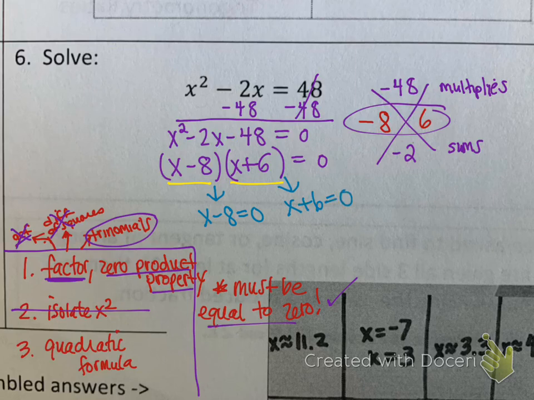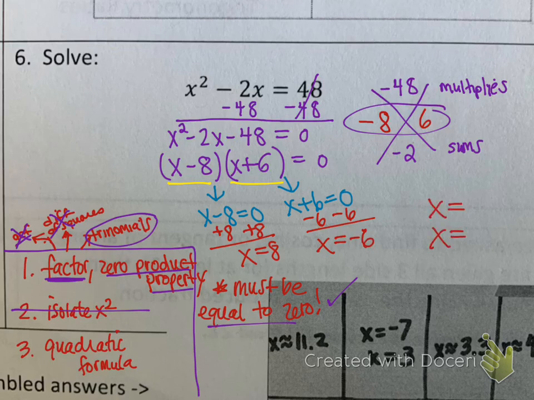And if you remember from class when we did this first semester, we said the easiest way to find the two solutions is to just flip the signs, because if you add 8 to both sides, you would get x is positive 8, and if you subtract 6 from both sides, you would get x is negative 6. So my two solutions would be positive 8 and then negative 6.